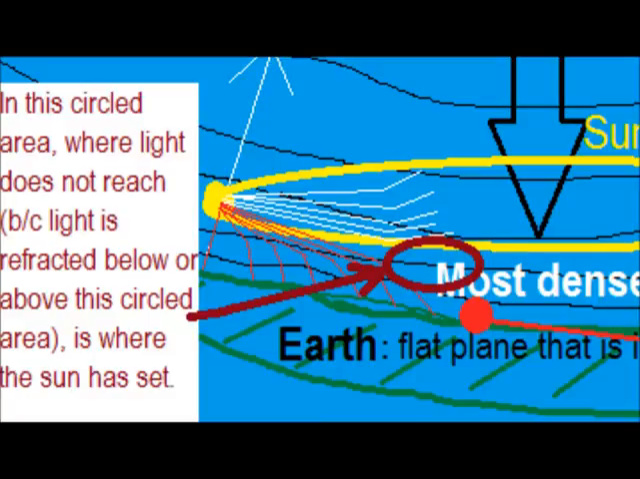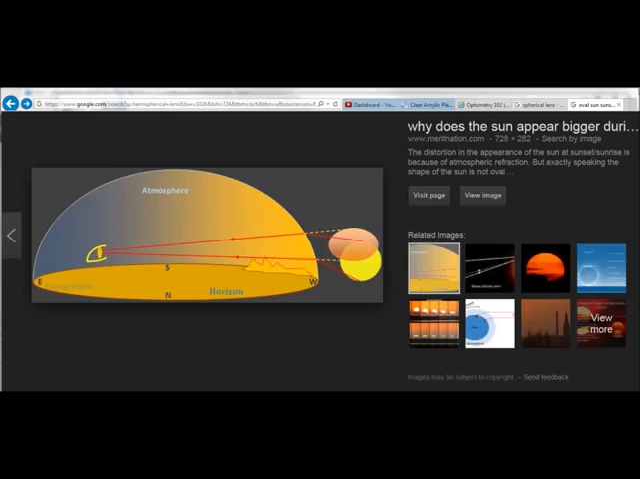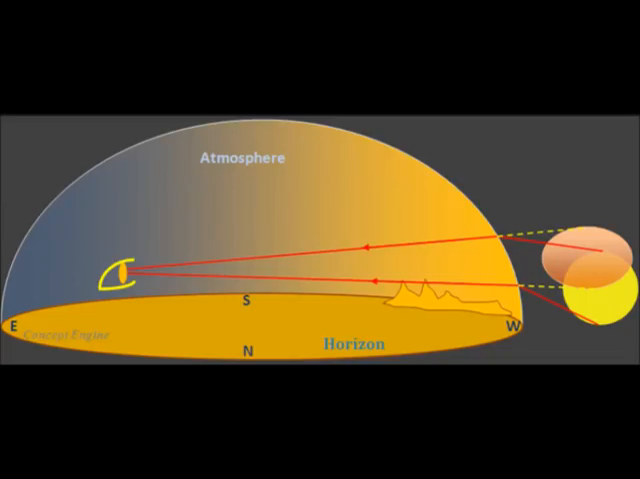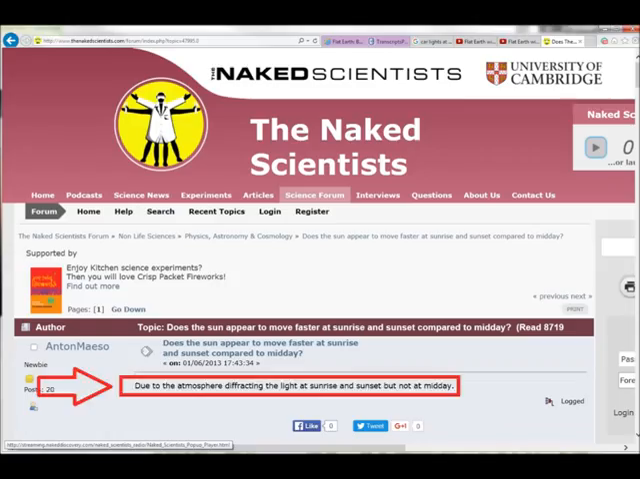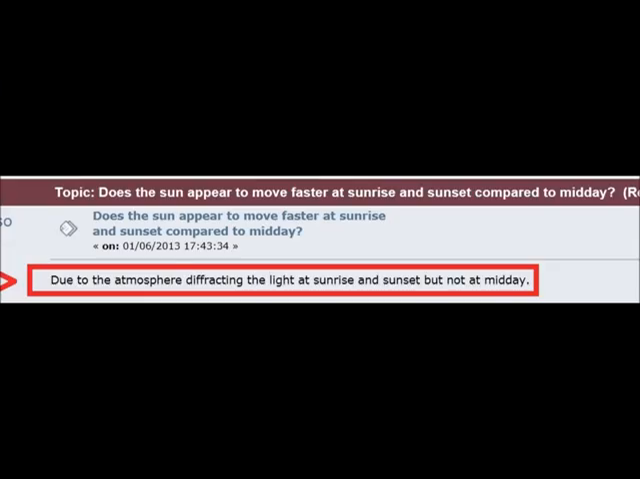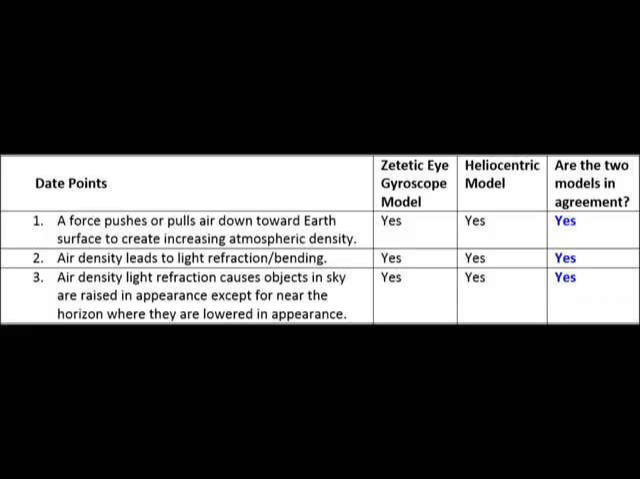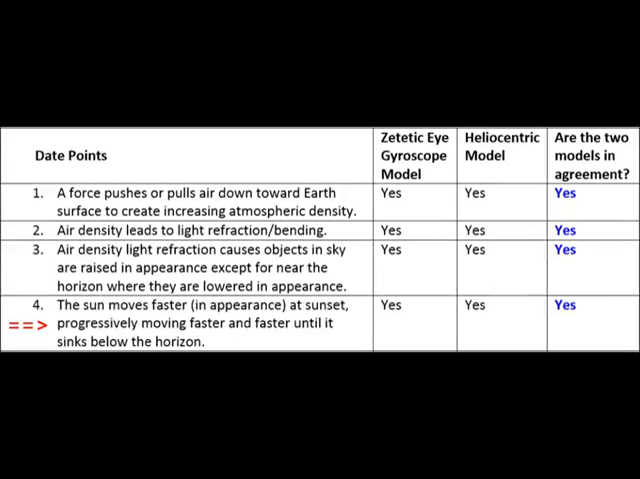In other words, the flat Earth model involves a setting sun, even if curvature did not create that appearance according to the heliocentric theory. So the sun in a flat Earth system and the sun in a heliocentric system act in surprisingly similar ways. Another example of this, and another way the two models are in agreement, the Zetetic eye model and the heliocentric model, is that the sun appears to move faster right at sunset. Time-lapse footage shows this, and it is well known even among professional scientists.